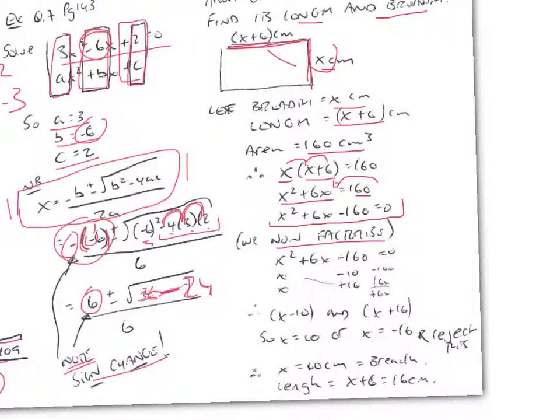Factorize this. The factors are x minus 10 and x plus 16. So x is equal to 10 if we let it equal 0, or x is equal to minus 16. Now that's kind of ridiculous that the length or breadth is minus 16, so we just reject that as wrong. And so we say that the x is 10, and that x is the breadth, so the length must be 10 plus 6 is 16 centimeters.